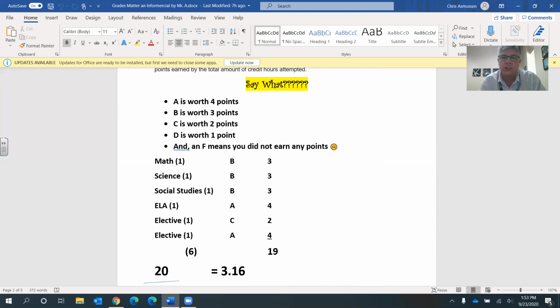Remember, boys and girls, your job, you are a student and you get paid in grades, and your grades are worth a certain amount of points. So like I come to work and I get paid in a salary, you get paid in points or in grades. So let's take a look at this.